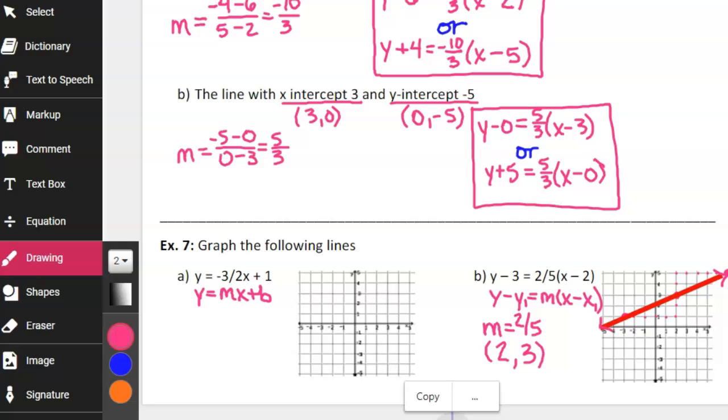So what I'd like for you to do is pause your video and try example 7 on your own. It should be quite a bit easier. And finally, for 7a, make sure you start at a y-intercept of 1, and your slope is -3/2. So instead of going up 3, since it's negative, you're going to go down 3 and to the right. Use the Shapes tool to write a straight line, and then make sure you include those arrows.